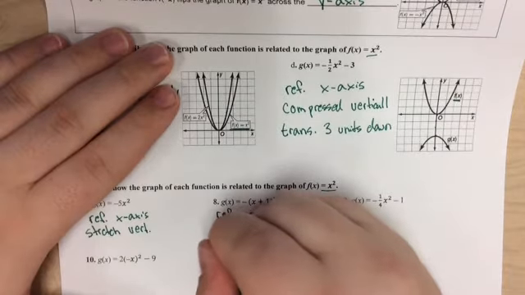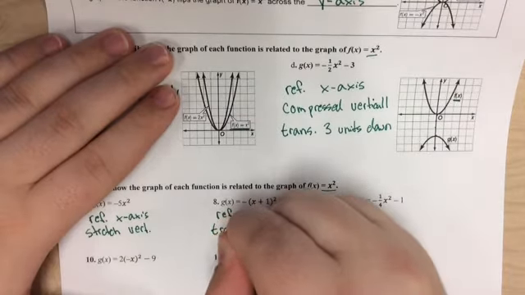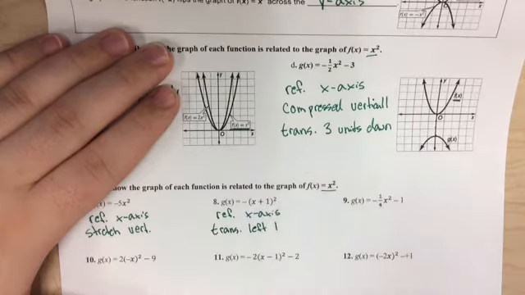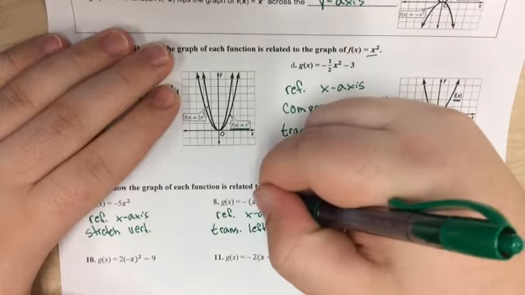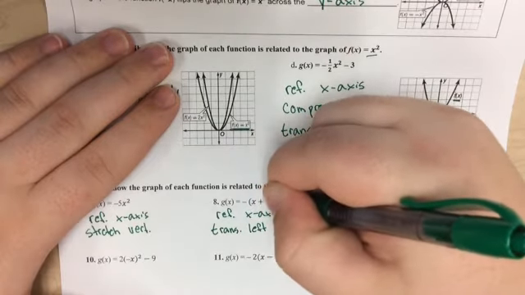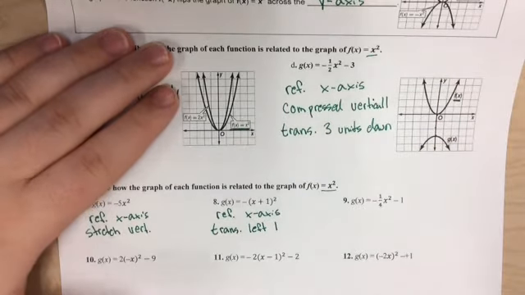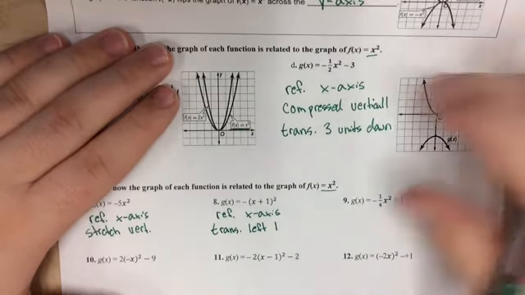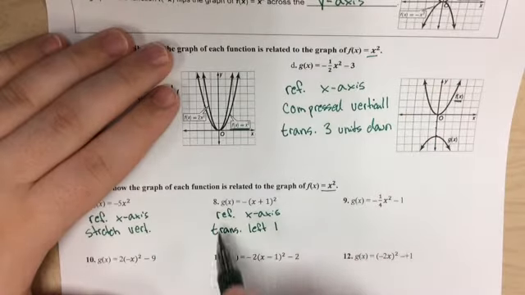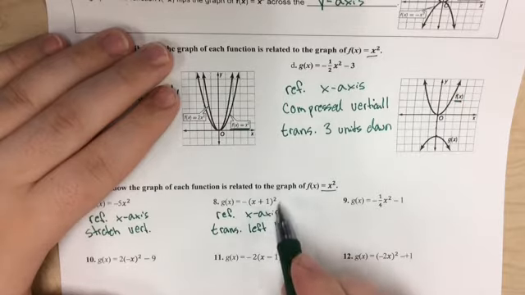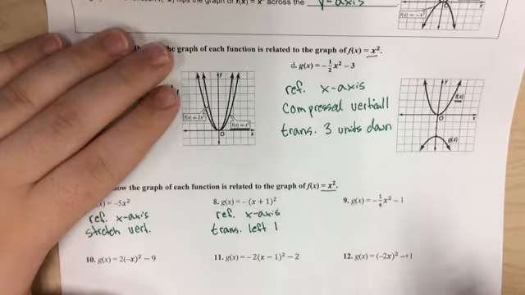and if h was negative, we know that it's going to translate left 1 unit. And like I said before, the way I like to think about it, what does x have to be in order to make this part 0? Well, x has to be negative 1, so we know that we're going to move to the left. And that's just the way I think about it. And so that's it for number 8. We know the negative out front tells us it's going to reflect across the x-axis, and then the x plus 1 inside parentheses with the x squared, it's going to translate it left 1 unit.